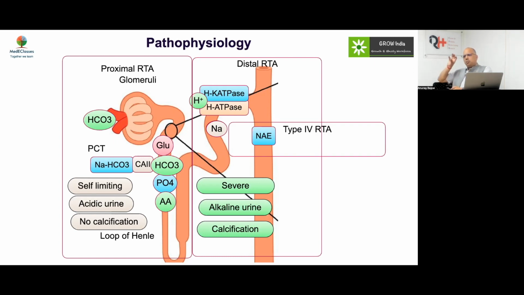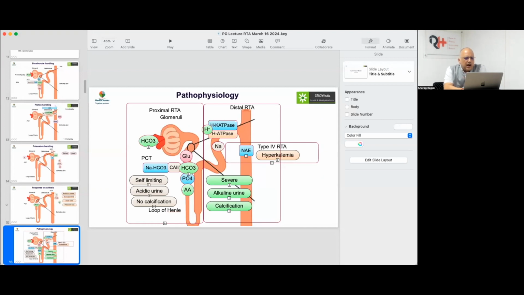Then you can have a problem of type 4 RTA, which is not really a renal problem. It's more of an aldosterone problem, in either aldosterone production or action, and that can cause hyperkalemia and metabolic acidosis to a milder extent. So this is the overall pathophysiology. As far as the RTA is concerned, we will now move forward more in terms of the etiological aspect.